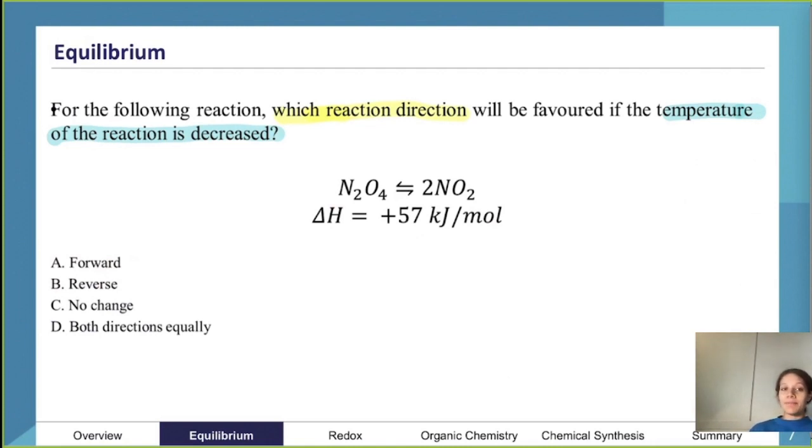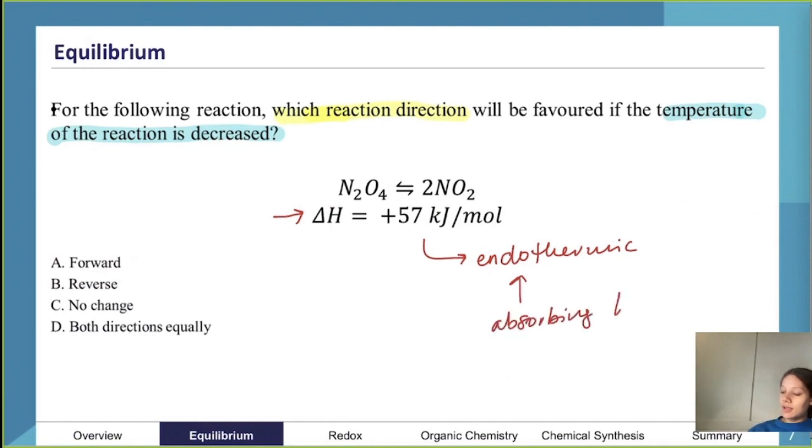So if you want to think about the actual equation that we've been given, we want to try and figure out what's happening with our temperature here. It's really important that they have given us the delta H value, because that's going to give us important information about what kind of reaction we have. So because this value is positive, that means we have got an endothermic reaction. And an endothermic reaction means that we're going to be absorbing heat to create those products.